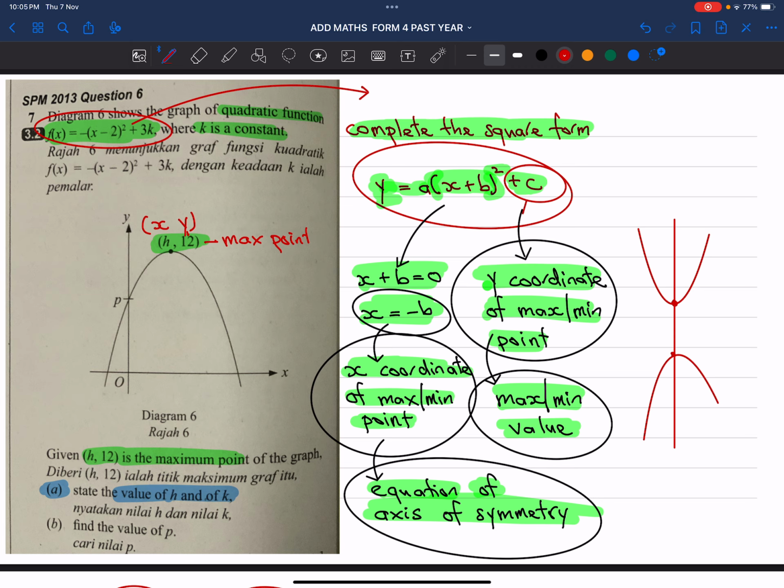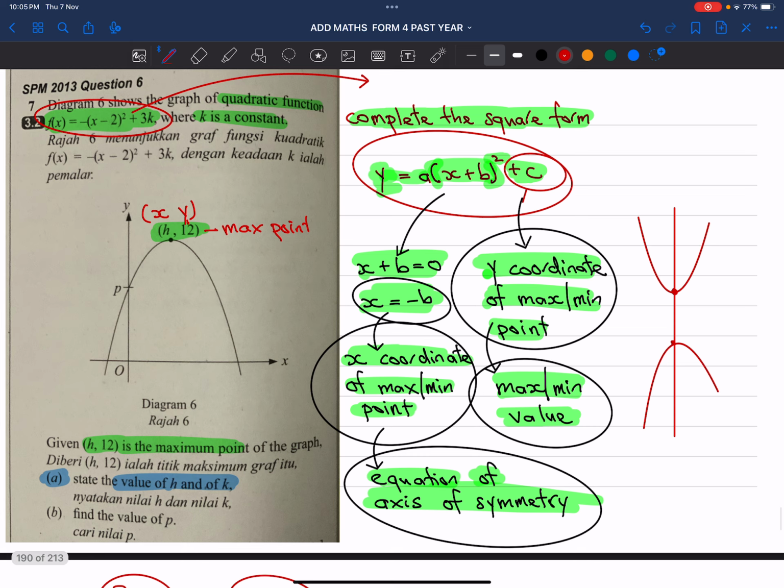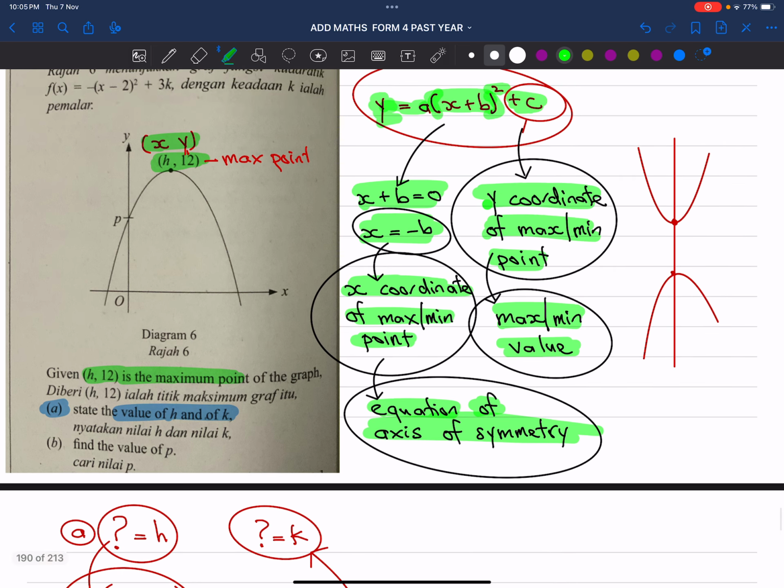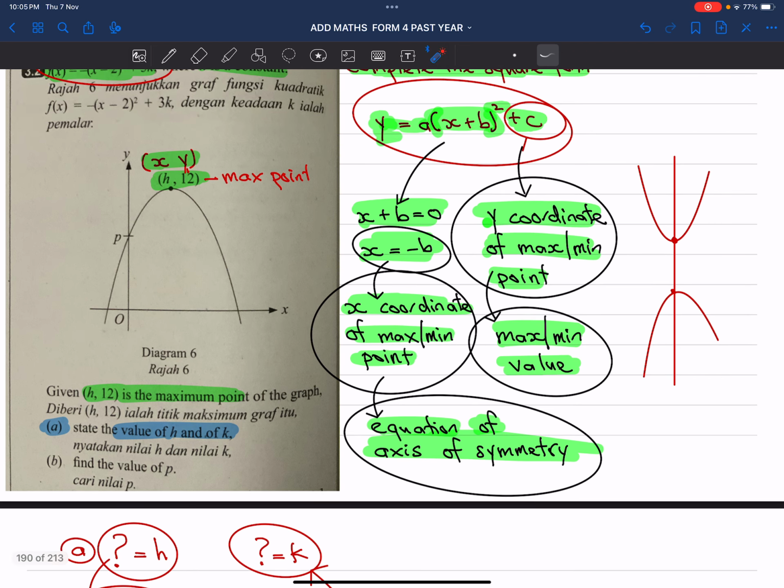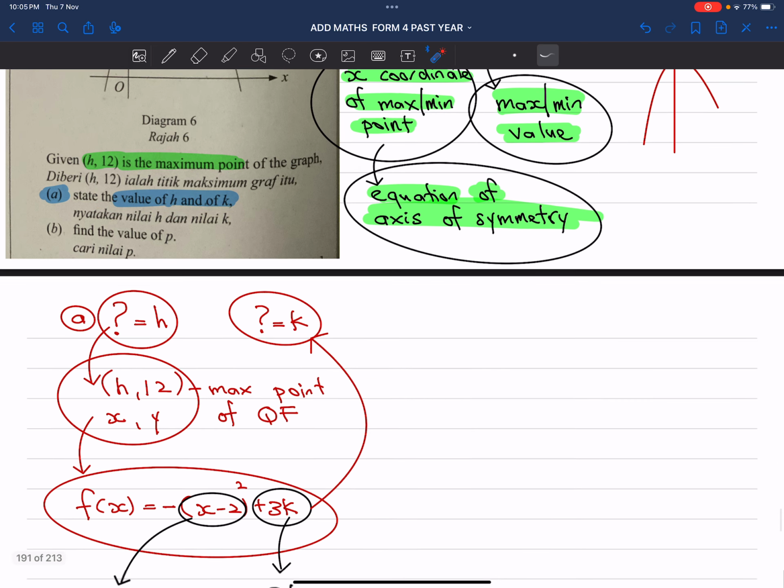Now we continue with the question. Given that (h, 12) is the maximum point, I've already denoted here (h, 12) maximum point, and I'm labeling the x coordinate and y coordinate. We look at what the question is asking. Part A. Find the value of h and k.